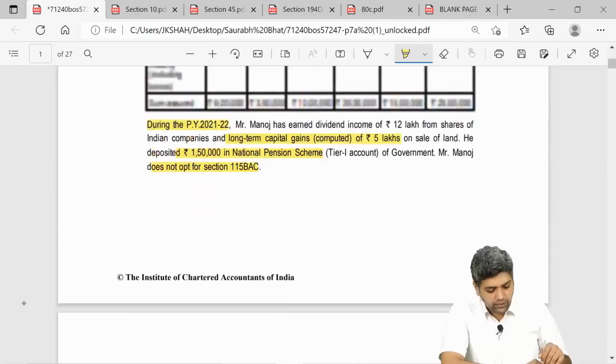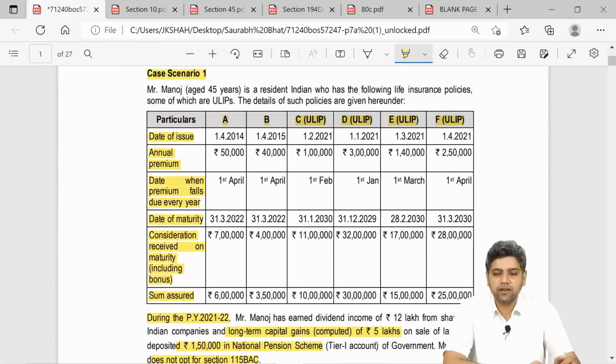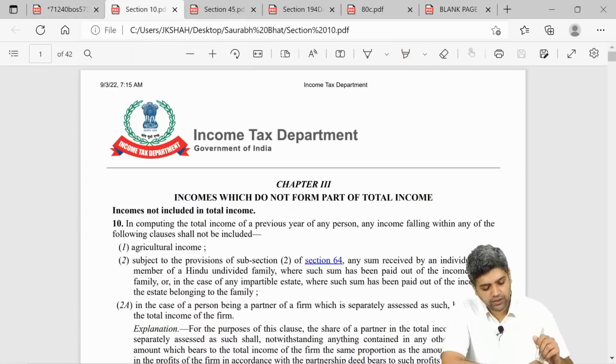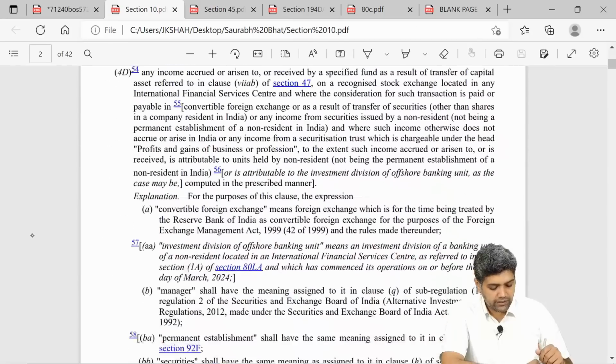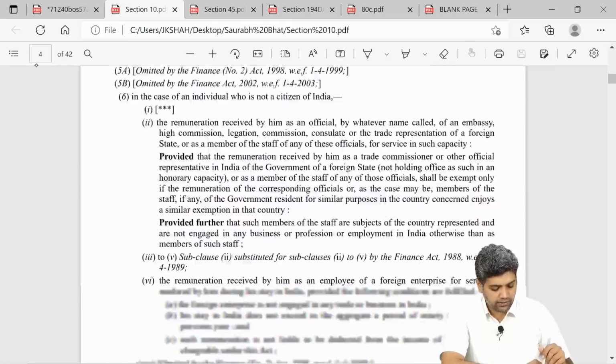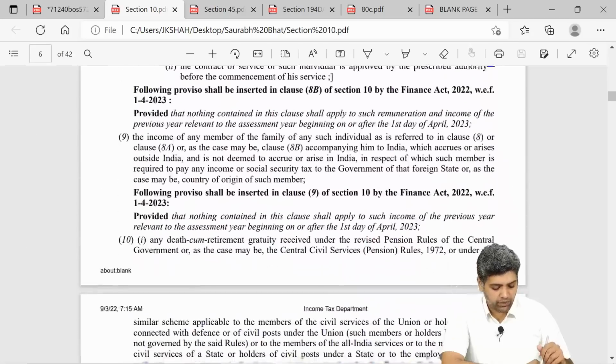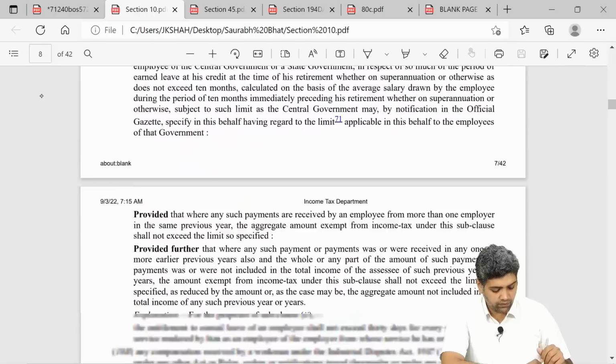Now if we look at policy number A and B, first of all, when does the exemption under section 10 clause 10D apply? If you look at the provision of section 10 clause 10D, it clearly says that if the premium exceeds 10% of sum assured, then exemption under 10 clause 10D is not applicable. I will show that for benefit of everyone.